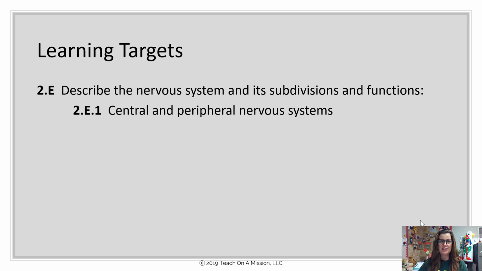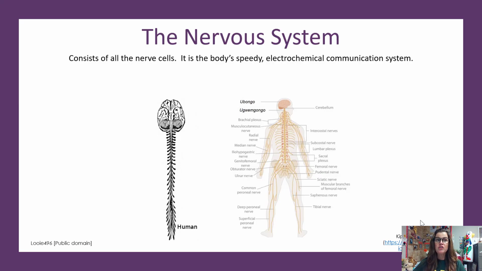So let's get started. The nervous system consists of basically all of our nerve cells. It's our body's way of sending speedy electrochemical communication messages. This is how information gets sent from our senses to the brain and back out to the body. So we have to think of it in terms of two different systems.